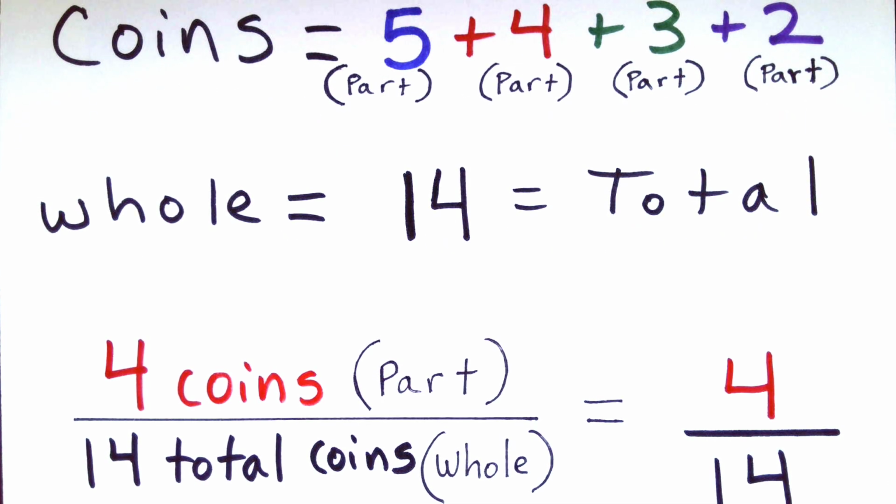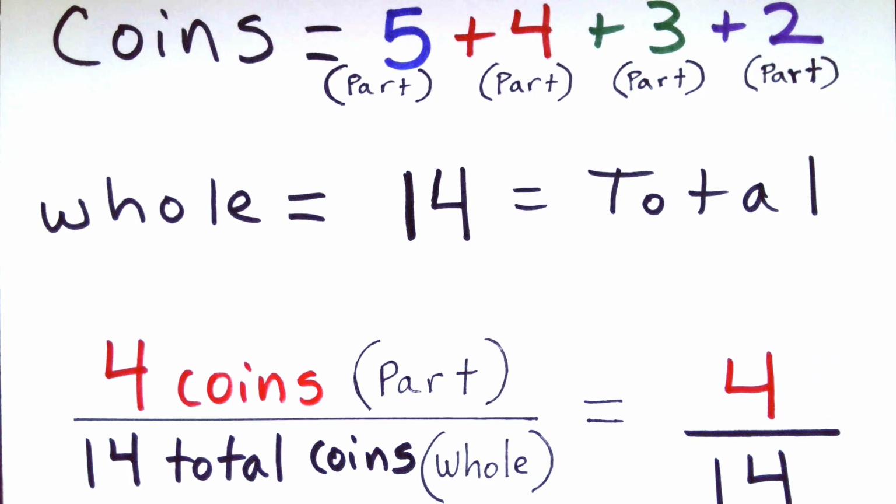So let's go back to the original question in this word problem, and it's asking you what fraction of red coins do you have. So again, the part is 4. 4 coins are red. That's my part, right? The whole is all the coins added together. That's 14 total coins, right? So the fraction is 4 red out of 14 total coins. I'm not done yet. Is this fraction reduced?